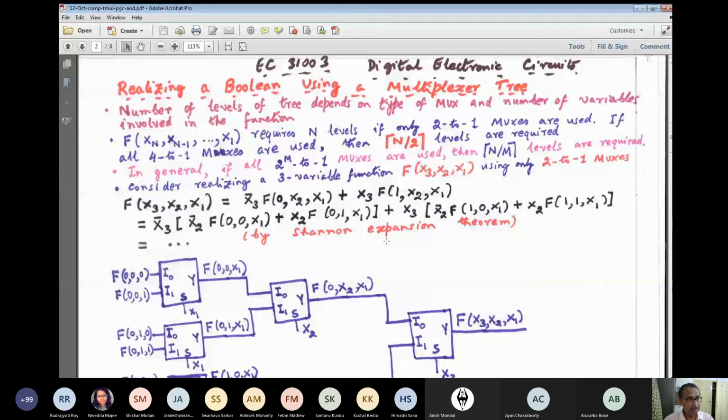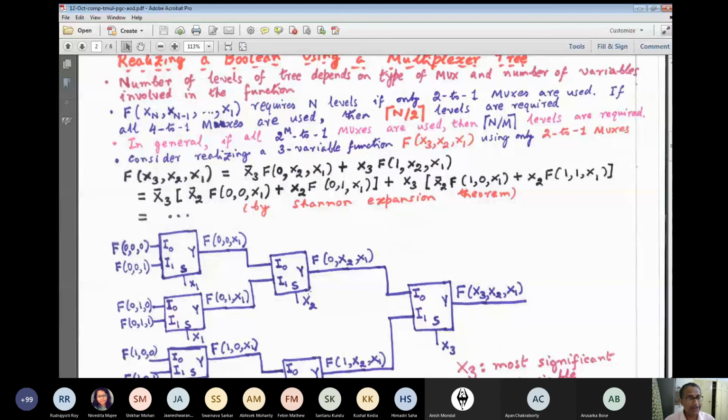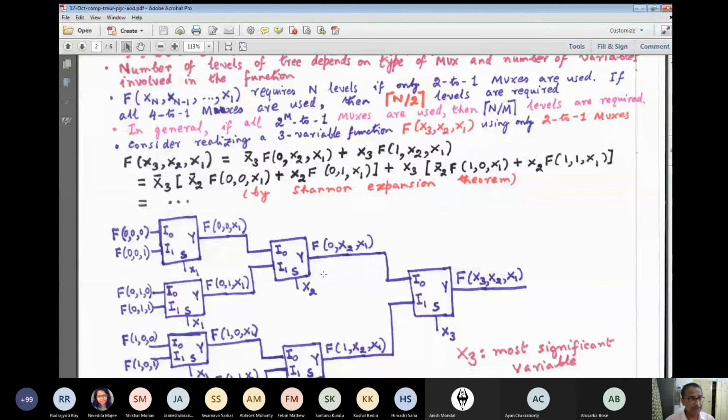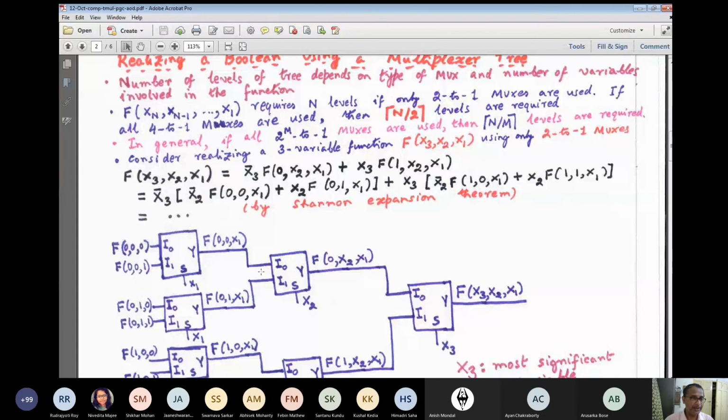Trying to realize a Boolean function using a multiplexer tree is a very important problem. How many levels you will require depends on the size of the multiplexers as well as the total number of variables involved in the Boolean function. The example that we have taken in the class is a simple one: 3 variables and a 2-to-1 multiplexer. If you have a five-variable function and you employ 4-to-1 multiplexers, then you require 3 levels.